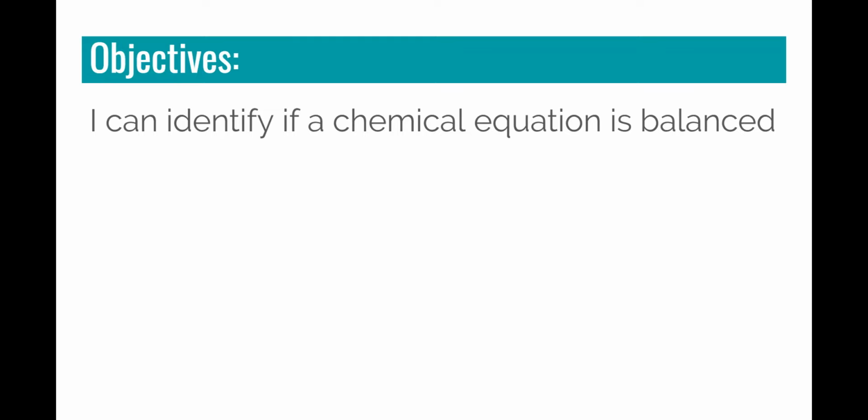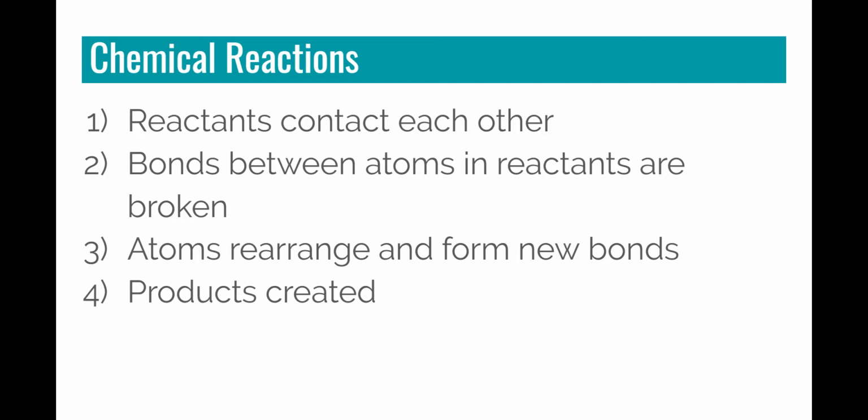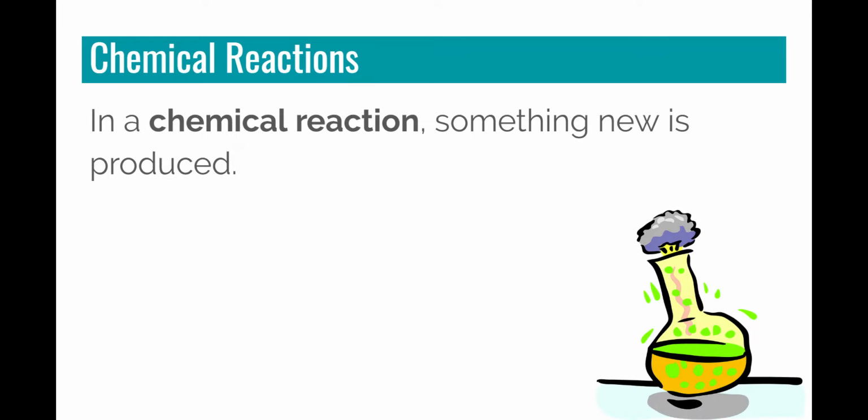So the reason we count atoms is because we have to determine if chemical reactions are balanced. And what's a chemical reaction? Well, basically it's when some chemicals get in contact with each other, the bonds between those chemicals get broken, and then all the atoms rearrange, they form some new bonds, and you get some new stuff. So that's a super simple breakdown of what a chemical reaction might be. Let's go forward and talk about that in more detail.